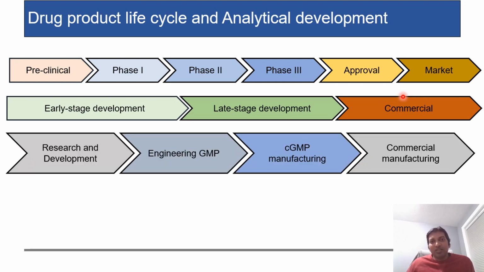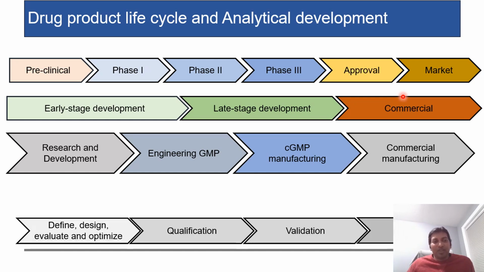Looking at the same cycle from a manufacturing point of view, you have research and development, then your product goes into engineering runs, then you have GMP manufacturing, and then you go into commercial manufacturing. On the same lines, when you look at the same cycle from an analytical development point of view, you define, design, evaluate, and optimize a method. You qualify a method, validate a method, and then verify a method.